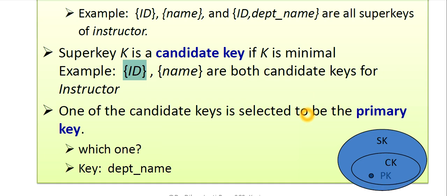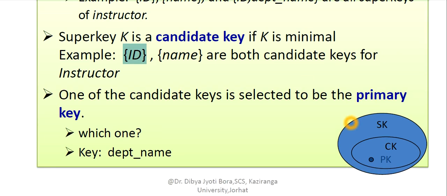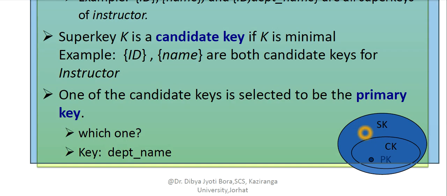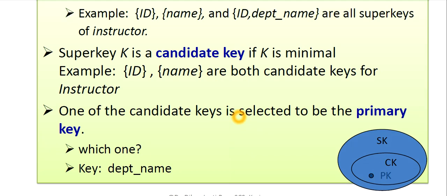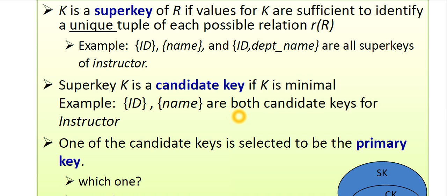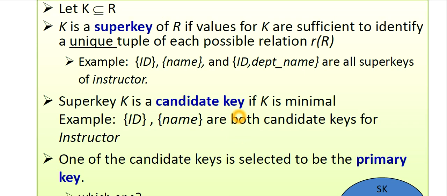If I want to draw a Venn diagram, then this will be the Venn diagram. You will see that super key is the bigger set, and under that we have candidate key. Then we have primary key. This one is the primary key. Clear? So I hope this concept of super key, candidate key, and primary key is very clear to you.